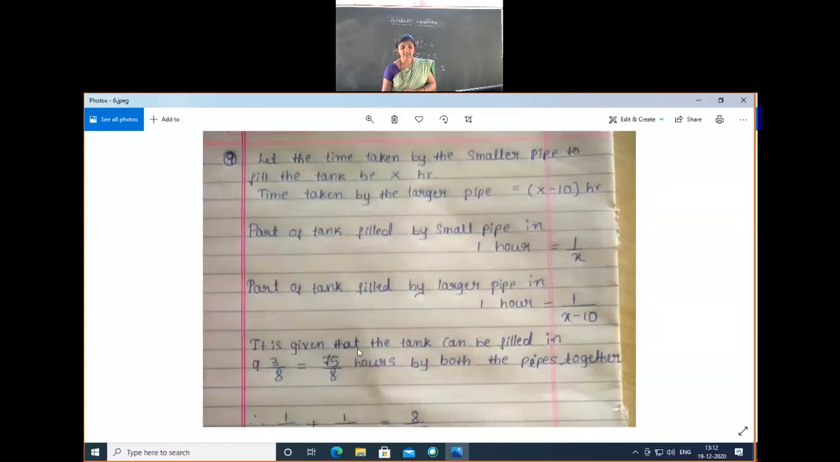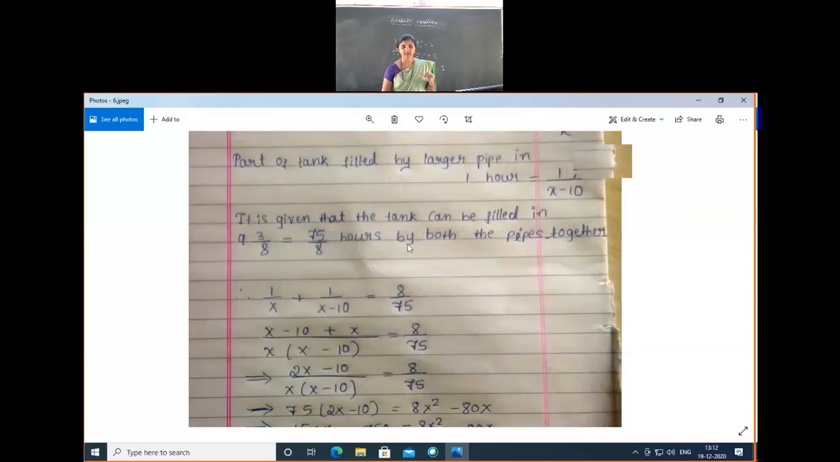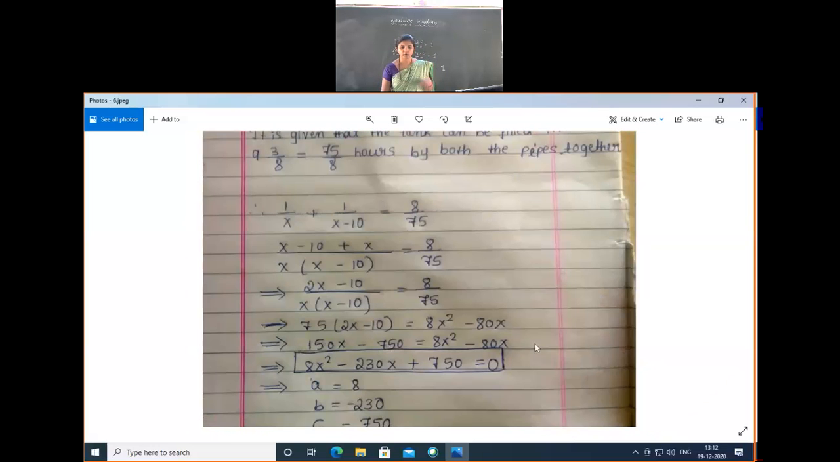It is given that the tank can be filled in 9 whole 3/8 hours, that is 75/8 hours, by both the pipes together. In the sense of addition, 1/x plus 1/(x minus 10) is equal to 1 divided by 75/8. So we are converting all the values for 1 hour, then it is 8/75. Then next step and all you have got the idea, no?